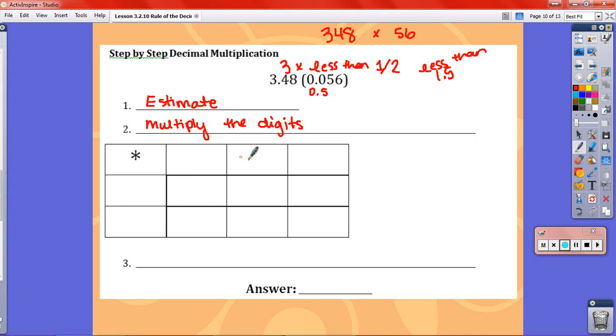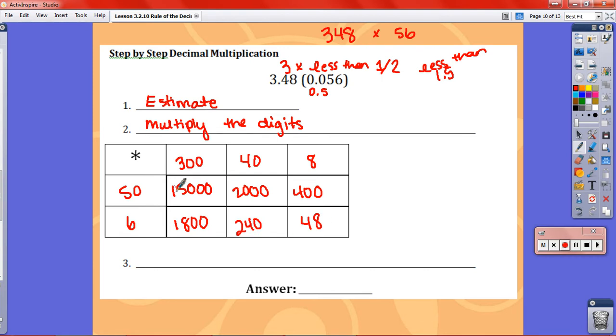So for grid method, like I like to use, this would be 300 and 40 and 8. This would be 50 and 6. You can use whatever method you are more comfortable with, lattice or the standard algorithm. If you draw pictures, whatever you do, that's fine. This one just works for me because I can do 3 times 5 is 15 with 1, 2, 3 zeros. 5 times 4 is 20 with 1, 2 zeros. 8 times 5 is 40 with 1 extra zero, and that's 18 with 2 zeros, and 24 with a 0, and 48.